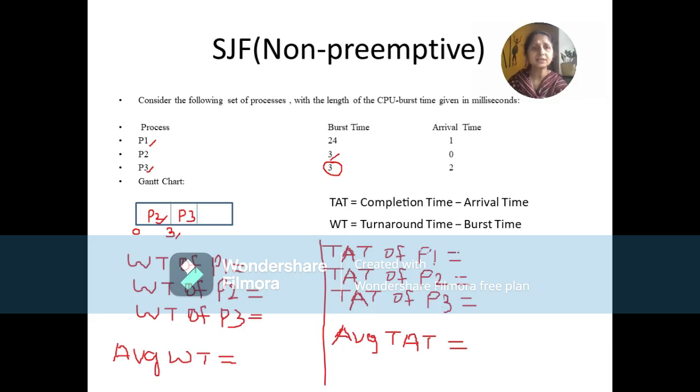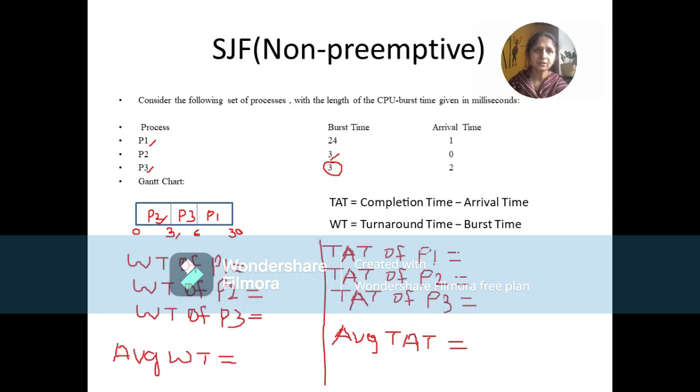It gets the chance to get inside at time 3, and after that, plus 3, at time 6, P3 will be fully executed. And then at the end, P1 gets a chance to get inside the CPU. What is the burst time of P1? 24. So 6 plus 24 is 30. So at time 30, P1 will be fully executed. In non-preemptive SJF, even if you get any process with a smaller CPU burst time, the process which is inside the CPU will be fully completed. It will not be forced out of the CPU.